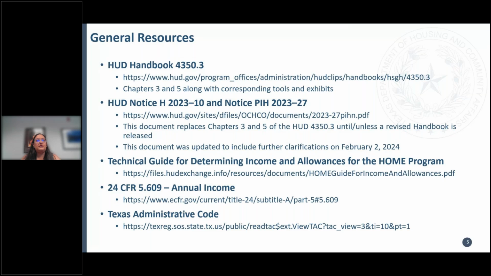24 CFR 5.609 is going to be the list of excluded incomes. One of the things that HOTMA did was say that if it is excluded, it'll be listed. If it's not listed, it's included. So you've got to kind of check that list, whereas before they kind of said, oh, this is included or this is excluded. Now, if it's not listed as an excluded income, then it is included as income for the household.